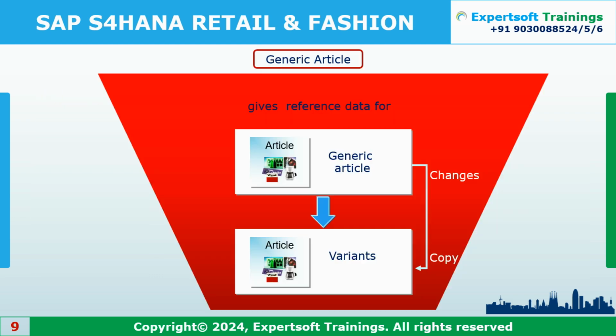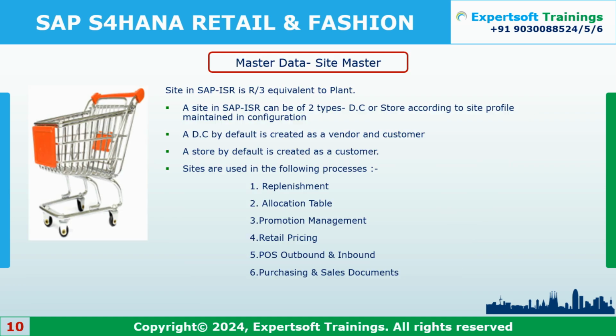So these are called generic variants. There is a concept; the slides are pretty much conceptual. We can talk about a lot on these, but unless and until you see these in the system, the concept will not be clear. And this is basically about the store and DC, the retail master data in terms of plant. The equivalent of plant in retail is known as a site.